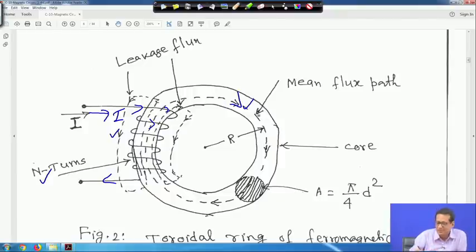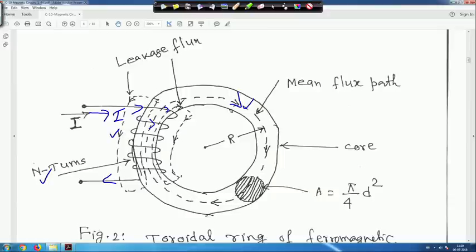We call this the mean flux path, because for whatever core, you take the mean radius or mean length. Suppose you take the thickness of this one, whatever it is, you take the mean path and calculate from here to here, because we assume a uniform cross section. So we will follow the mean flux path. So this is my mean flux path.